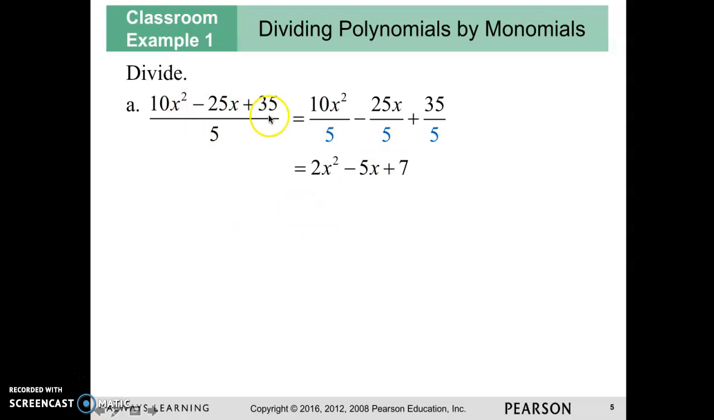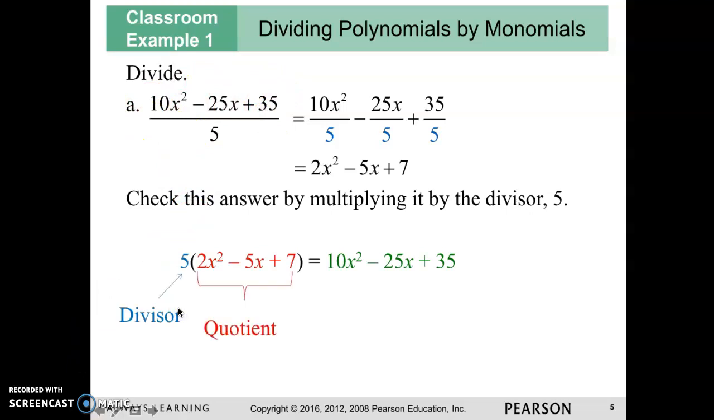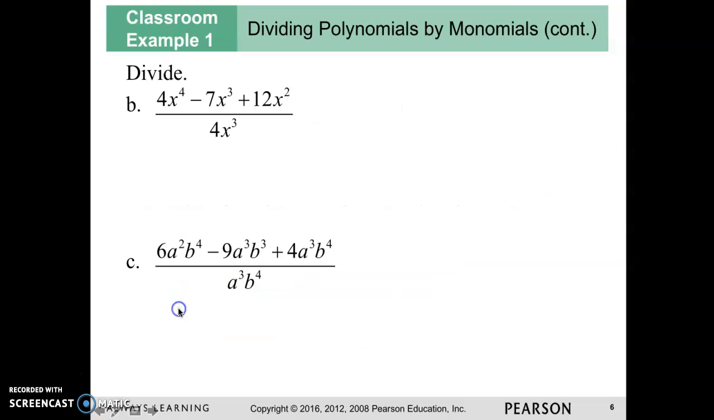So this is what takes this fraction to this, because I can simplify it by dividing each term by the monomial. And then you can also check your answer by multiplying it by 5. If you multiply each term by 5, you're going to end up getting this term right here. Okay, so this is the divisor, this is the quotient, and this is the original polynomial, which is the dividend.